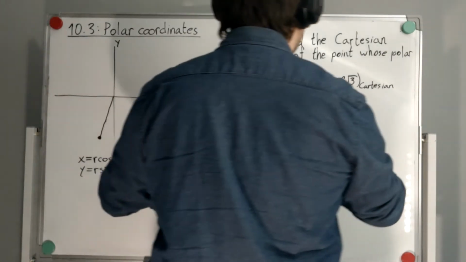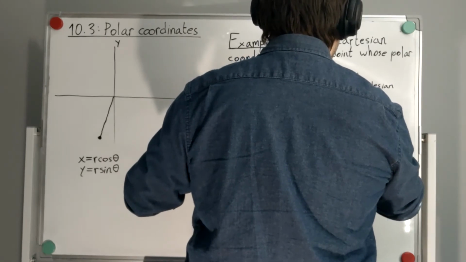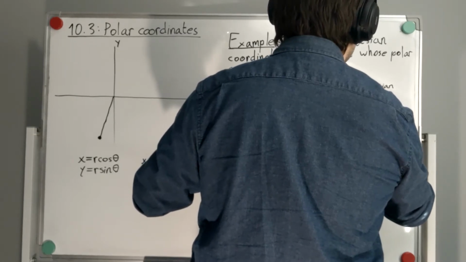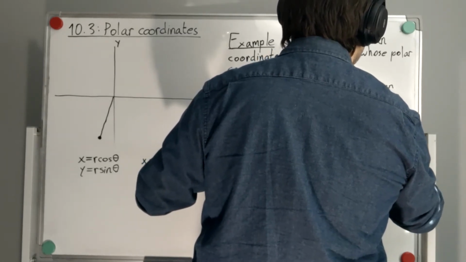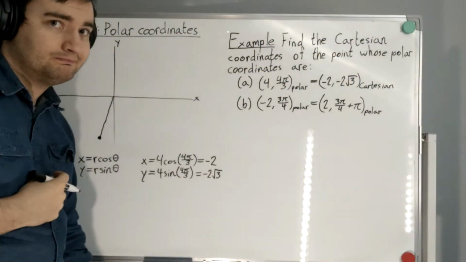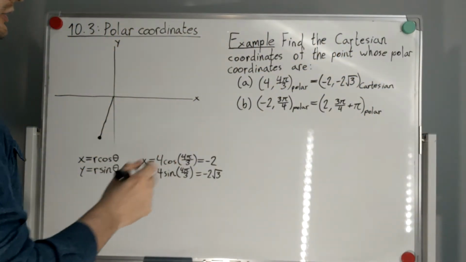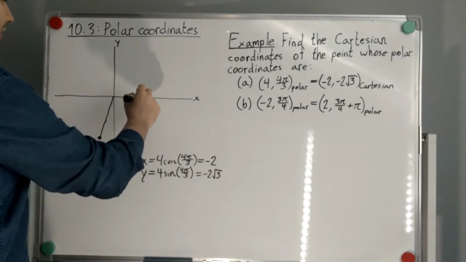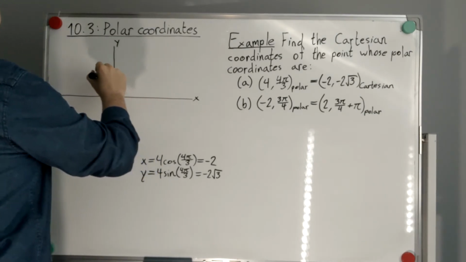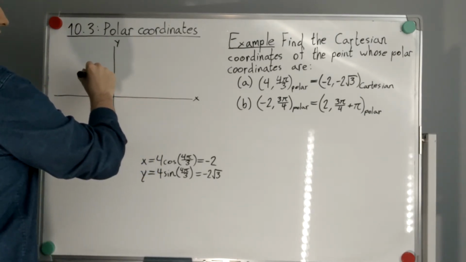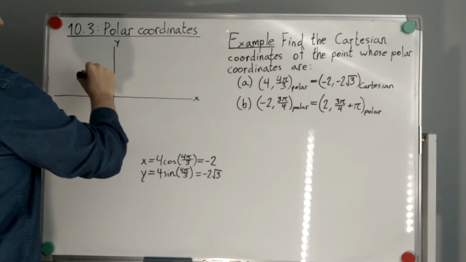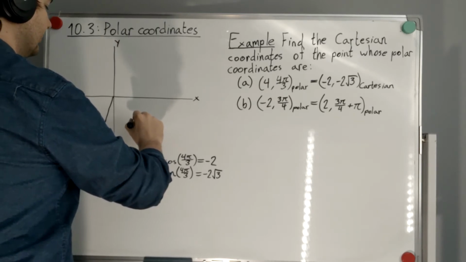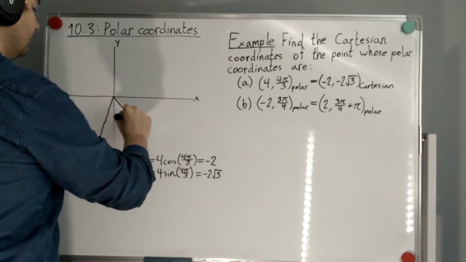This is notation for 2, 3 pi over 4 plus pi. And this is still polar coordinates. Okay? So what's going on here is we're going to take 3 pi over 4 plus pi. Okay, 3 pi over 4 is approximately like right around here. And then we're going to add pi to it. Well, adding pi puts you exactly on the other side. And then it's going to be a distance of 2 away from the origin, so approximately right there or so.